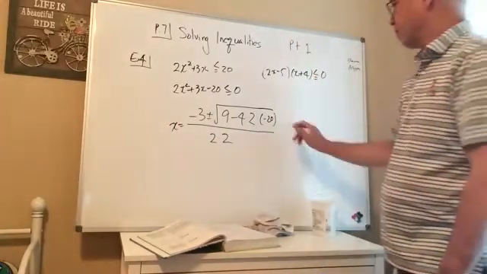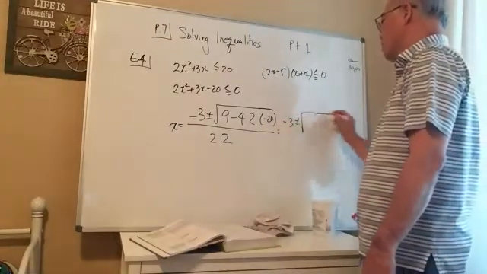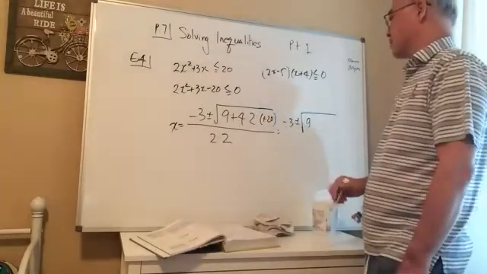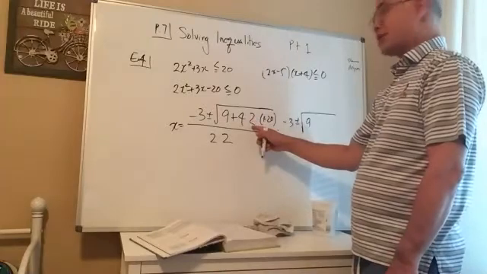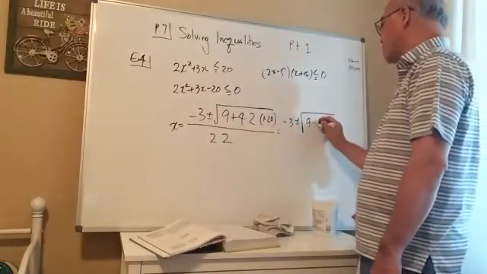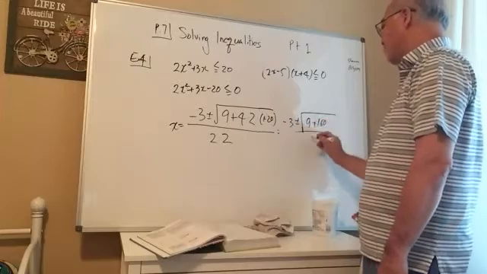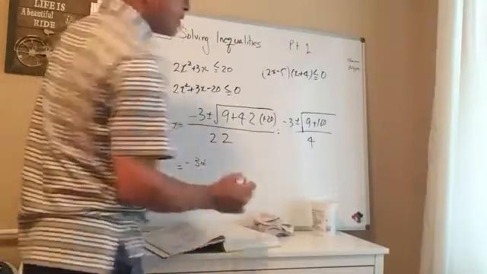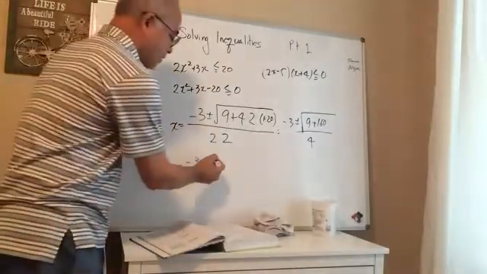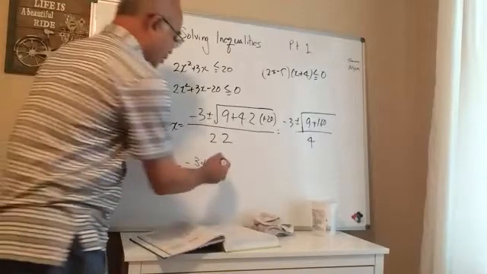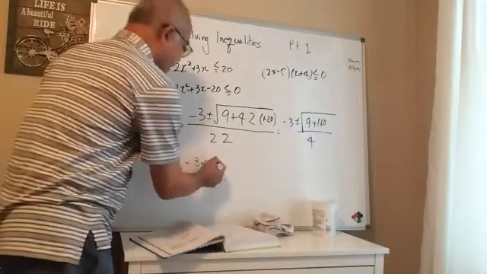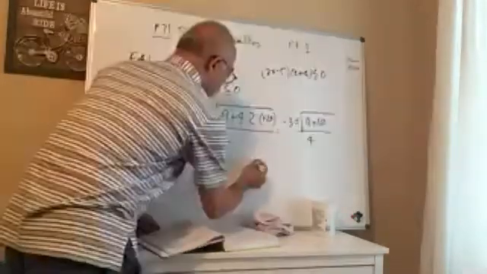Right? So I'm going to get -3 plus or minus the square root of 9 minus minus, they cancel out to become plus. I have 2 times 4 is 8, 8 times 20 is 160, divided by 4. -3 plus or minus, what is the square root of 169? 13. 13 over 4.